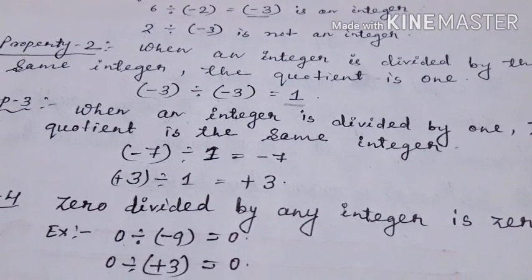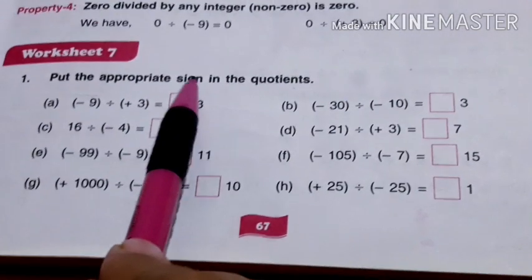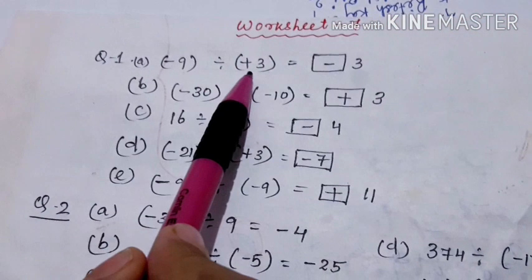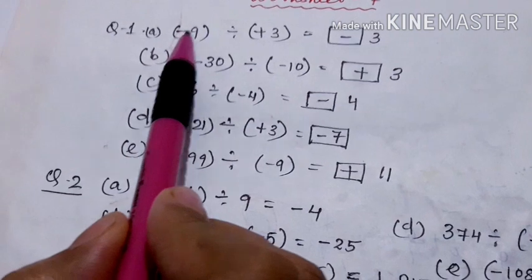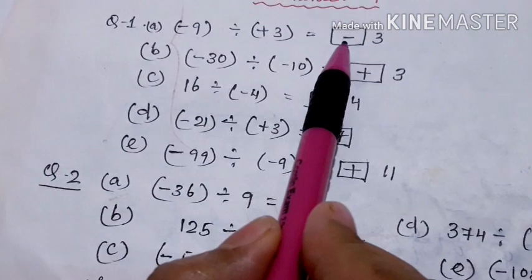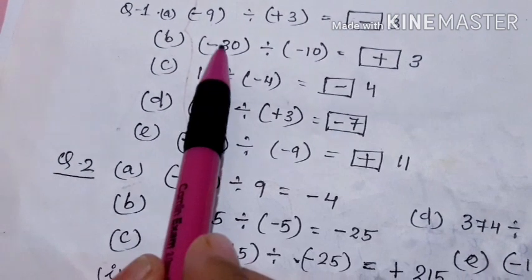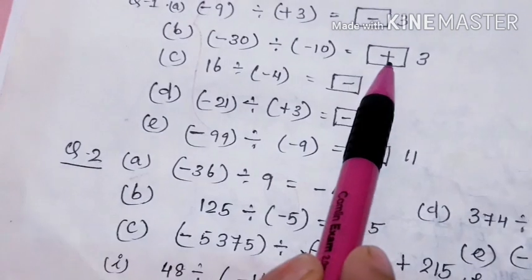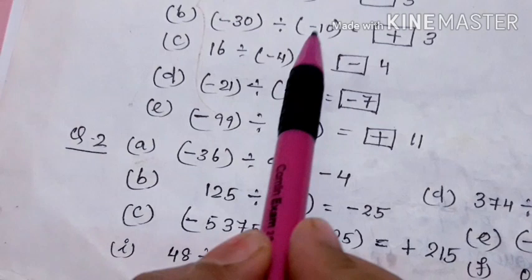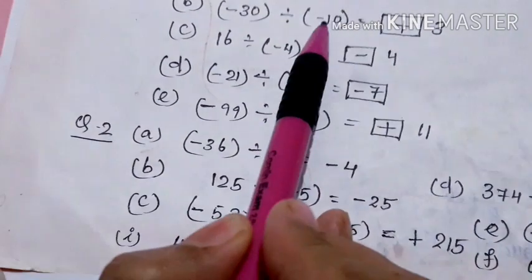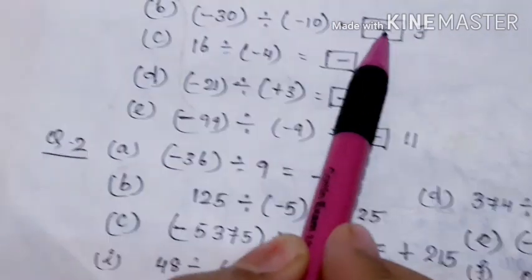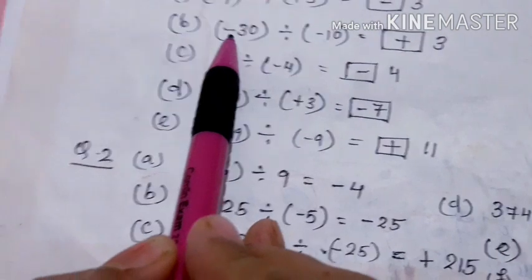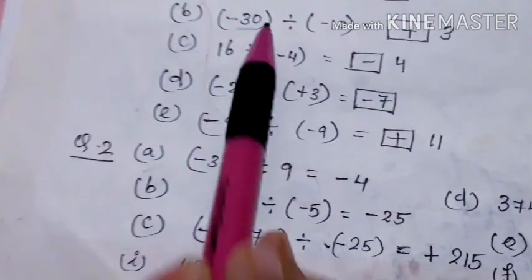Now we will go to worksheet 7. Question number 1. Put the appropriate sign in the quotients. Minus 9 divided by plus 3. Already I have told you, minus divided by plus is equal to minus sign. Minus 3. Then minus 30 divided by minus 10. Minus divided by minus is equal to plus. If you want, you can also check quotient into divisor. Then plus 3 into minus 10, what will be the answer? Minus 30. Dividend you will get.